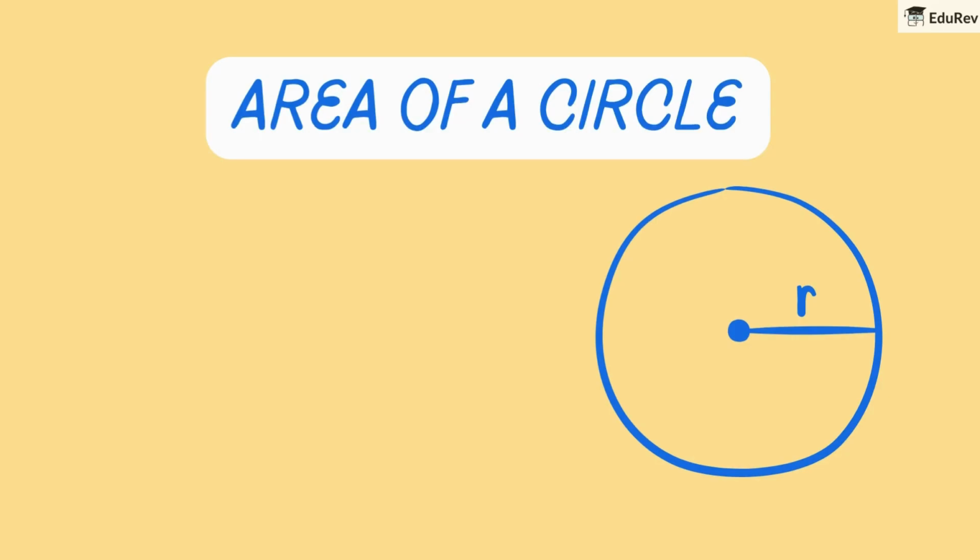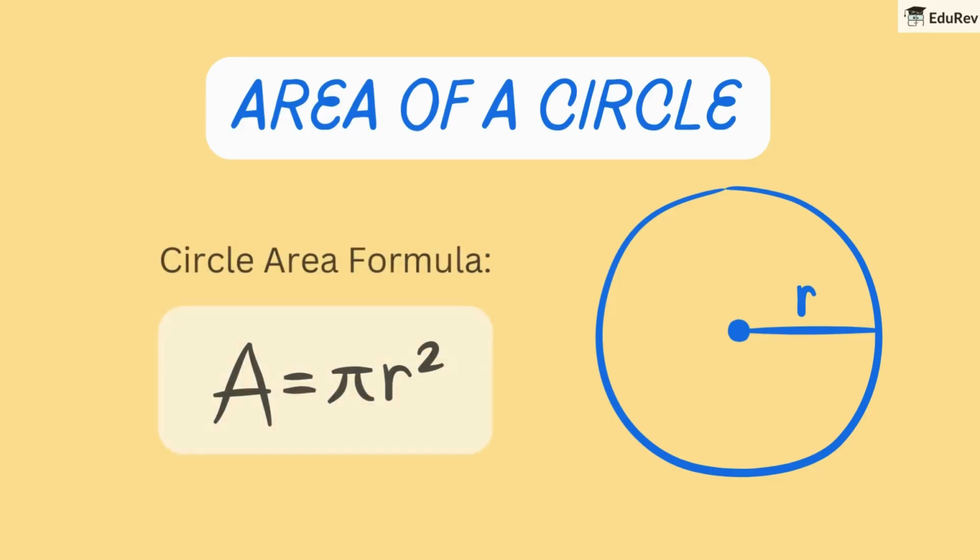But what if we wanted to paint the inside of our circle? We'd need to know its area. The formula for the area of a circle is pi times the radius squared. It tells us how much space there is inside the circle.